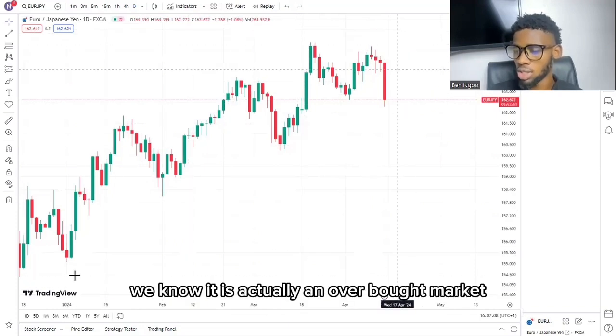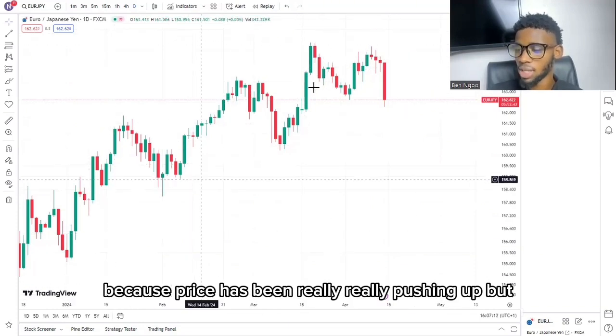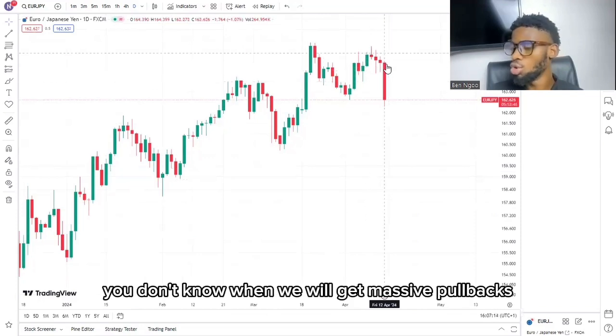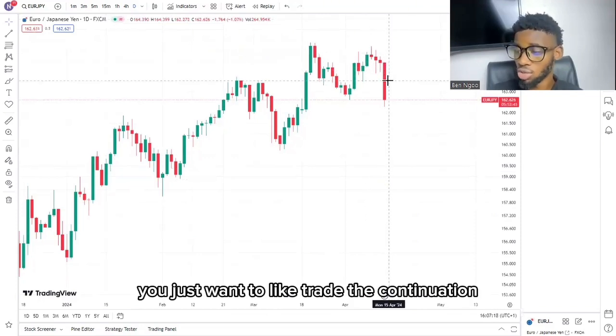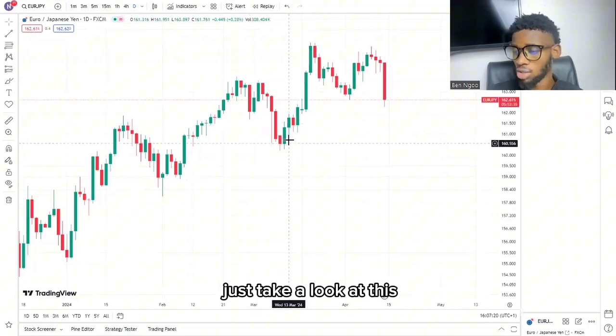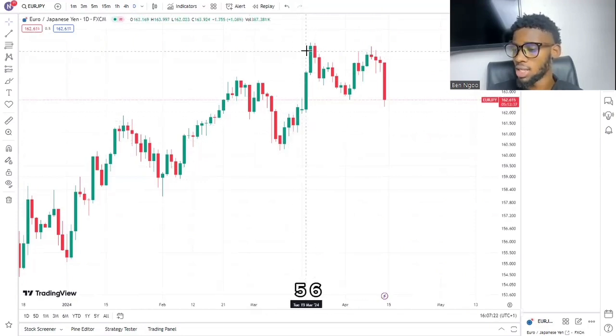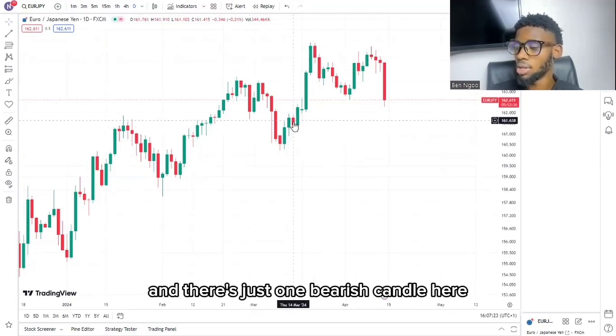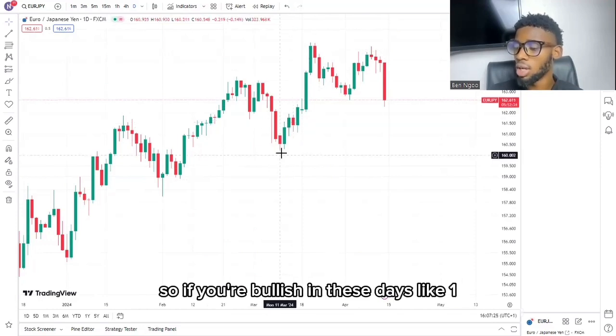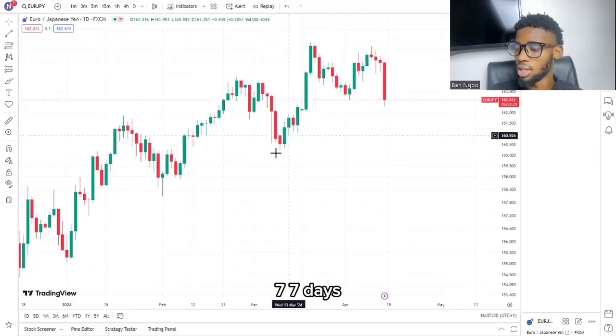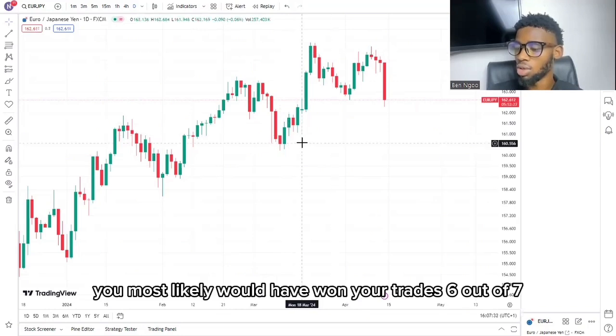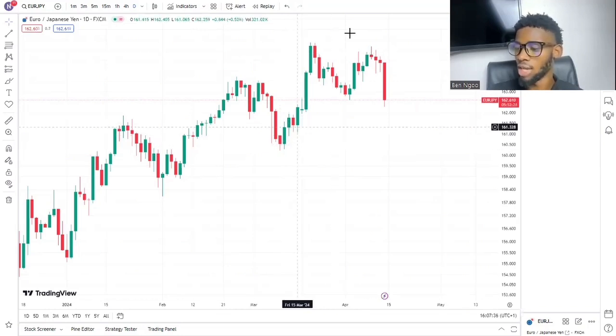Obviously we know it is an overbought market because price has been really pushing up, but you don't know when we will get massive pullbacks. You just want to trade the continuation. Just take a look at this: 1, 2, 3, 4, 5, 6 bullish candles, and there's just one bearish candle here. So if you were bullish on these 7 days, you most likely would have won your trade 6 out of 7. You understand?